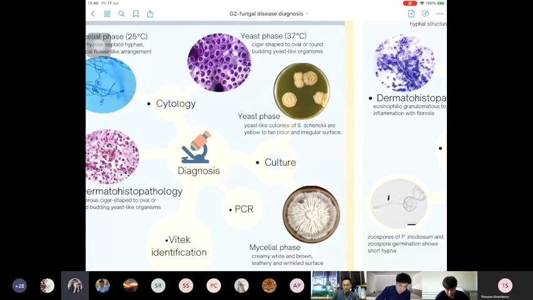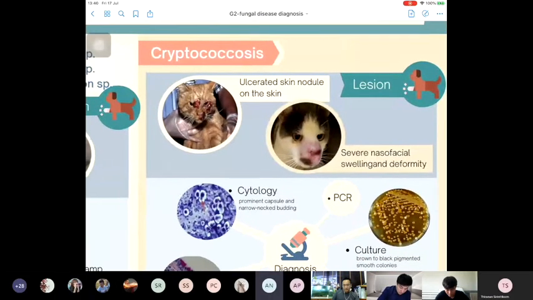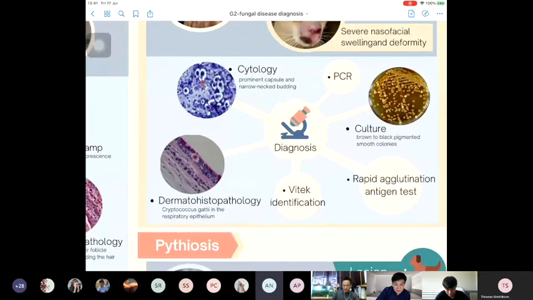Okay, cryptococcosis. Cryptococcosis is caused by Cryptococcus species. Lesions of cryptococcosis are ulcerated skin nodules and also severe nasopharyngeal swelling and deformity. This disease can be diagnosed by 1. Cytology. Cytology can be done by impression smears from ulcerated skin lesions, fine needle aspirates of nodules, or bronchoalveolar lavage or CSF taps. If it is positive, we will find a prominent capsule and narrow-necked budding.